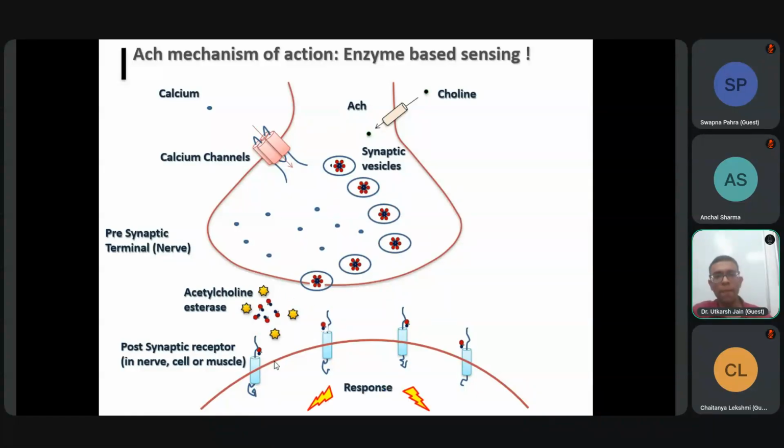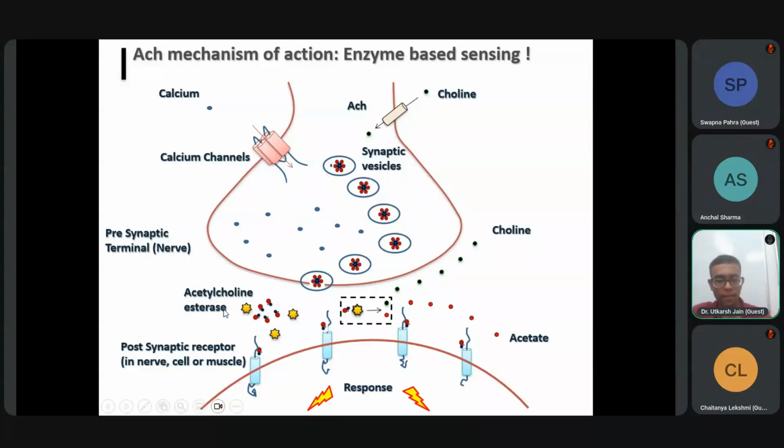So as you can see, calcium is actually very important once it is internalized inside the nerve. Synaptic vesicles are formed and acetylcholine is released in the junction. In the junction, there is one enzyme, acetylcholinesterase, which binds with this substrate, acetylcholine, and once it binds, it releases the choline, and this choline gets back to the nerves. This is a kind of recycling mechanism where acetylcholine is constantly reutilized.